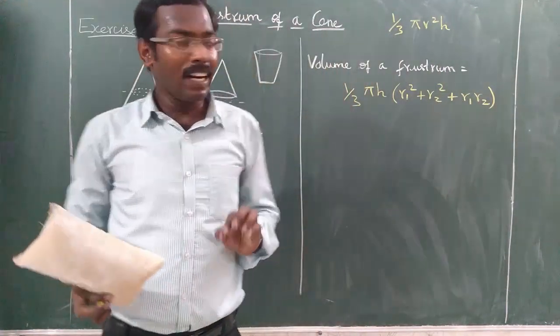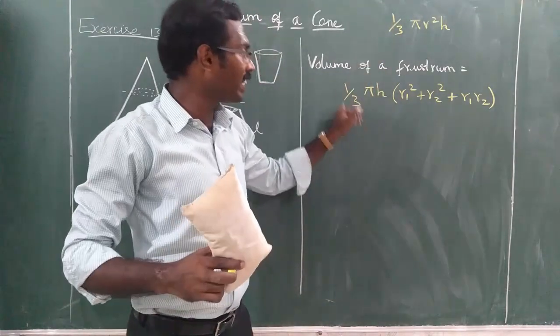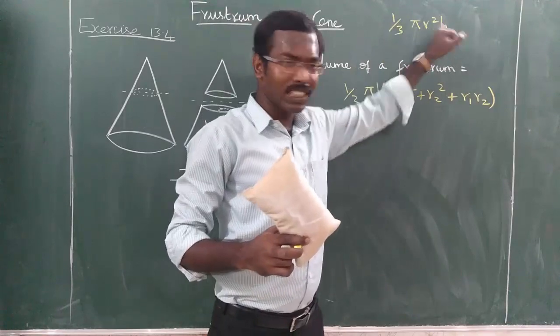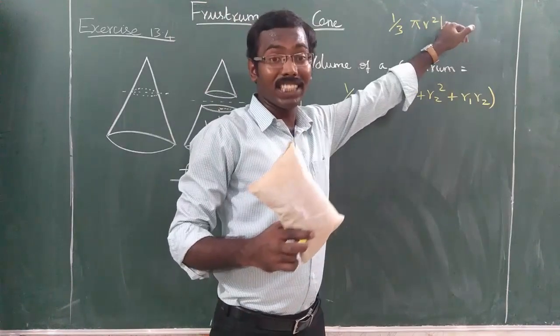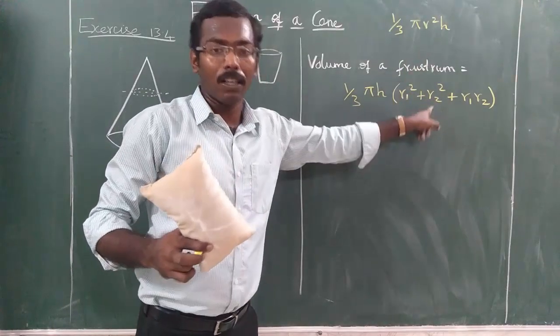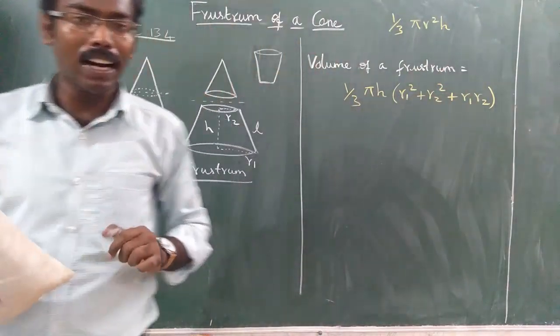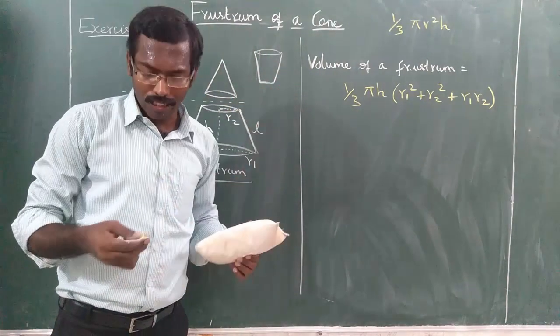Okay, so why am I telling this? If you compare this with the volume of cone, it will be easy. 1 by 3 same, pi same, h same, but instead of r square we are having two radii. So r1 square plus r2 square plus r1 into r2. It's easy to remember, na? This is the volume of frustum.